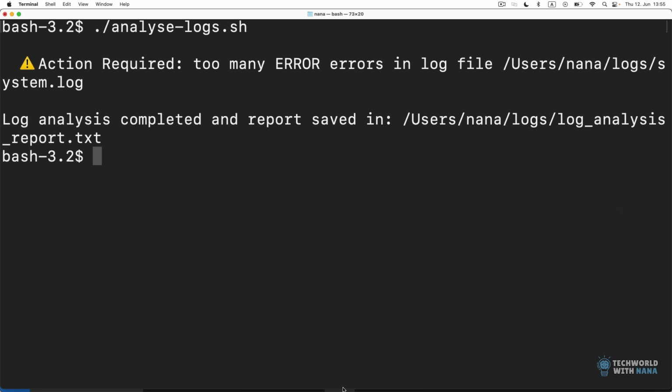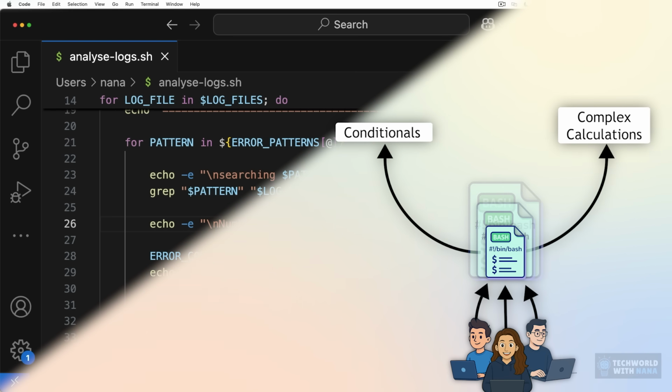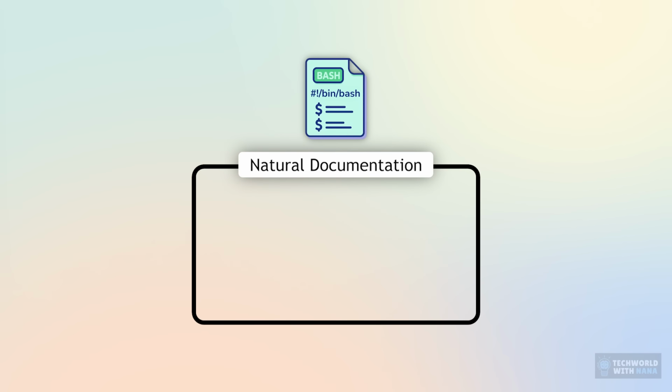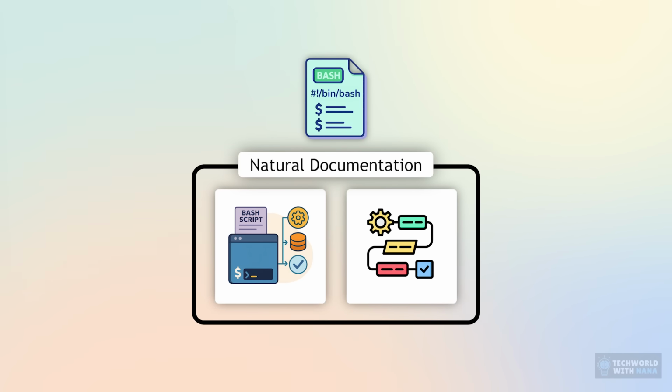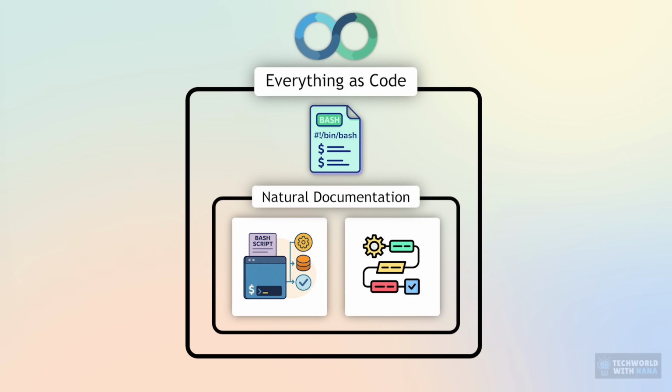And the great thing is that once you start automating something and write a script like this, you can always expand it with additional use cases. You can add conditionals. You can add more complex calculations. What's even more important, you can share it with team and let others work on it and expand it. Just like application code, you can work collaboratively in team on automation code. Plus, it's also a natural documentation because it documents the processes or workflows that you're executing as part of your job. And it fits into this everything as code concept that DevOps introduced.